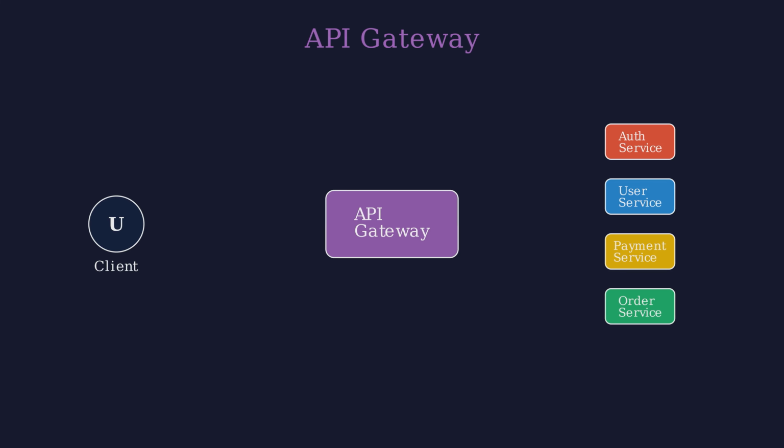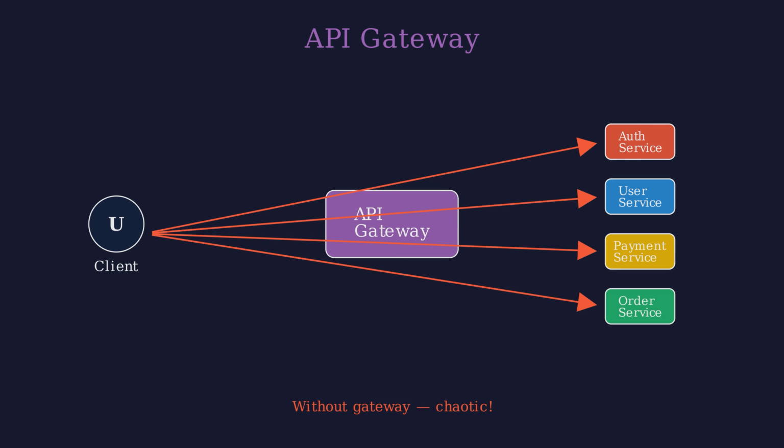Now let's talk about the API gateway. This is where things get really interesting, especially in microservices architectures. In a microservices environment, you might have dozens or even hundreds of individual services. Without an API gateway, a client would need to know about all of these services and make separate requests to each one. That's messy and inefficient.